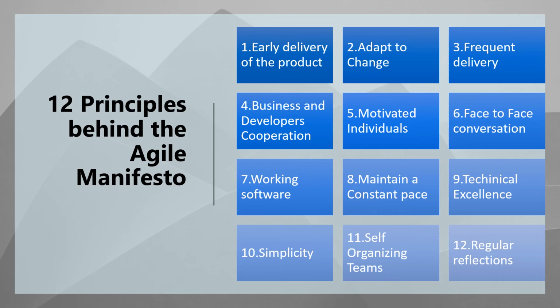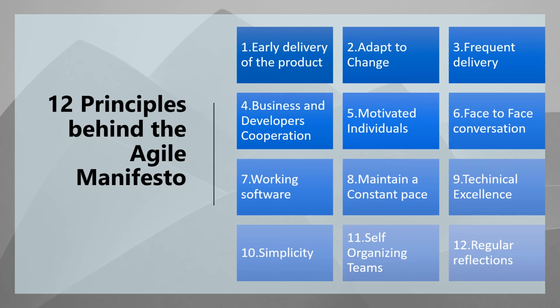The next is working software. The primary measure of progress is working software. You must produce top-notch software if you want to keep your clients happy. Your top priority and success metric should be that, and everything else is just a side note.